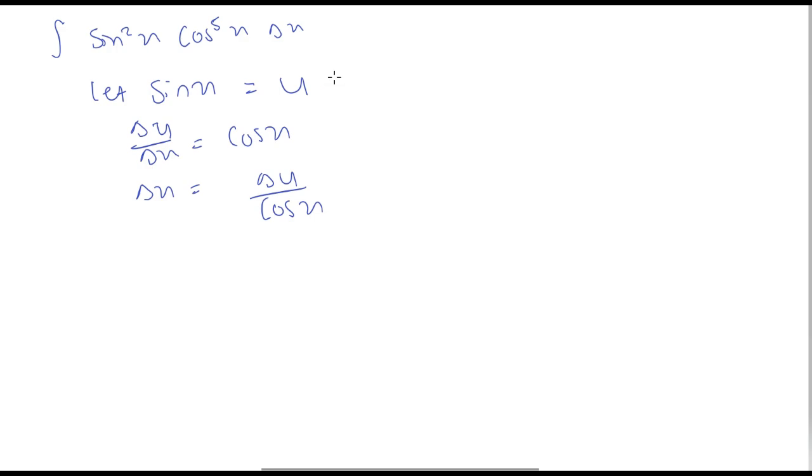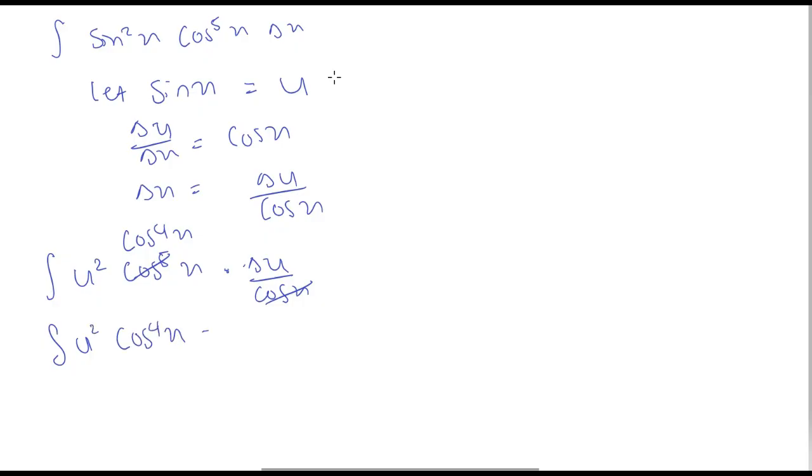Remember, sine x equals u, so that means this sine square x will be equal to what? u squared, right? So we have u squared cos raised to the power of 5x multiplied by du over cos x. This will cancel this, so we have cos raised to the power of 4x, right? So we have the integral of u squared cos raised to the power of 4x du.